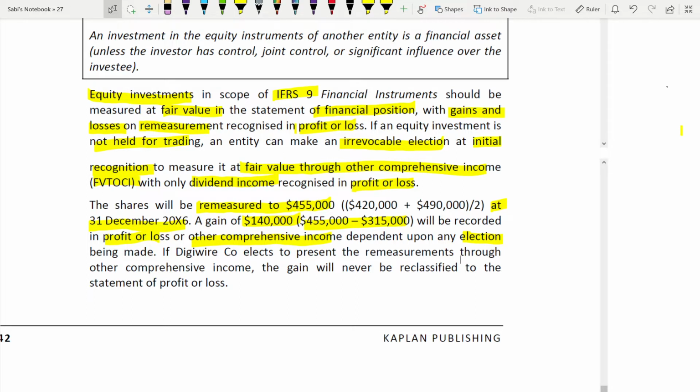Okay. If Digiwire elects to present the remeasurements through OCI, then, let's say if they make it, you have to write it because the question asked whether you have to make it in profit and loss or OCI. Then the gain will never be reclassified to the statement of profit and loss. If you make that election, that gain you cannot recognize in profit and loss. That means the fair value will go through OCI. The gain also you cannot recognize in profit and loss; that also you have to recognize in OCI only. So both fair value and gain will go in the OCI.